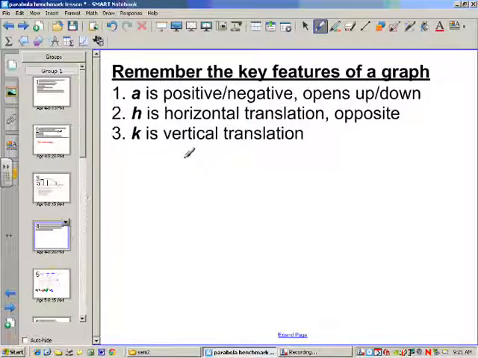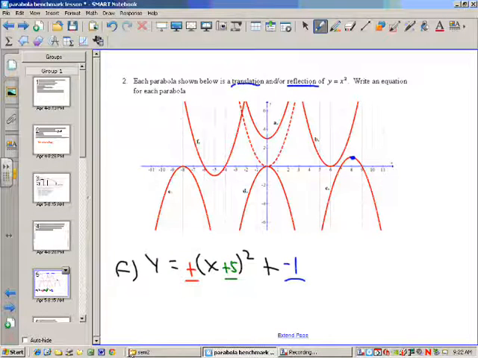Key features to notice on a graph. If you look at the next group of questions, it relates to graphs of parabolas that open up or down and translate left, right, up, and down. Notice that the letter A is going to give us information about how the graph opens. The H will give us information on how it moves left and right. We call that a translation. And then K is the movement up and down, or a translation that's up and down.